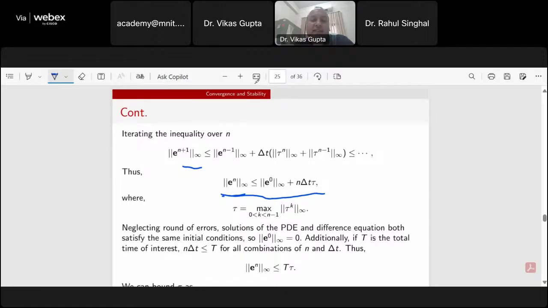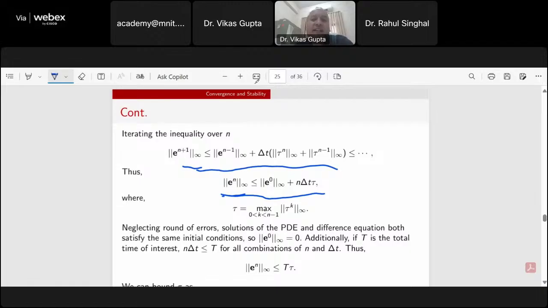Norm of En infinity will be less than or equal to norm of E0 infinity plus n times delta t tau, where tau is, we consider, the maximum of norm of tau to the power k infinity, where k varies from 0 to n minus 1. So that error inequality we are getting from this one.